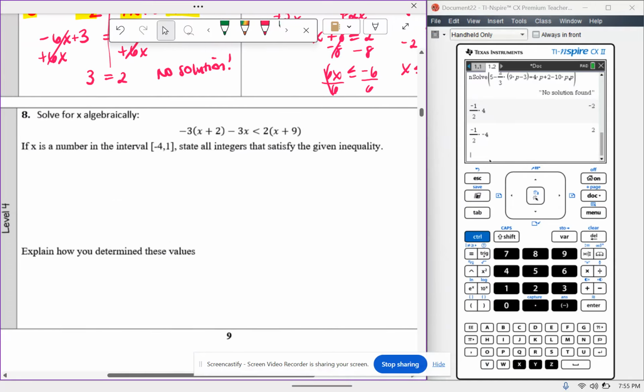Last question. Solve for x algebraically. If x is a number in the interval from negative 4 to 1, state all integers that satisfy the given inequality. Okay, so I need to find my range of solutions, and then I need to pick out the numbers from the set of negative 4, negative 3, negative 2, negative 1, 0, and 1 that satisfy the inequality that we found. Just remember that square brackets mean we are including the negative 4 and the 1 in our boundaries. Okay, so let's solve.